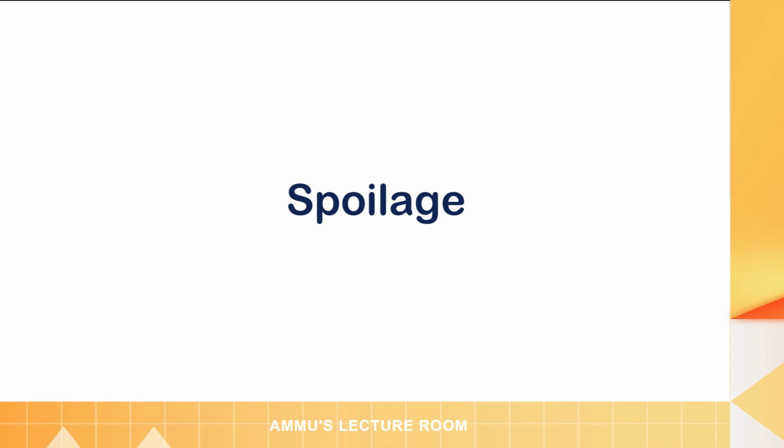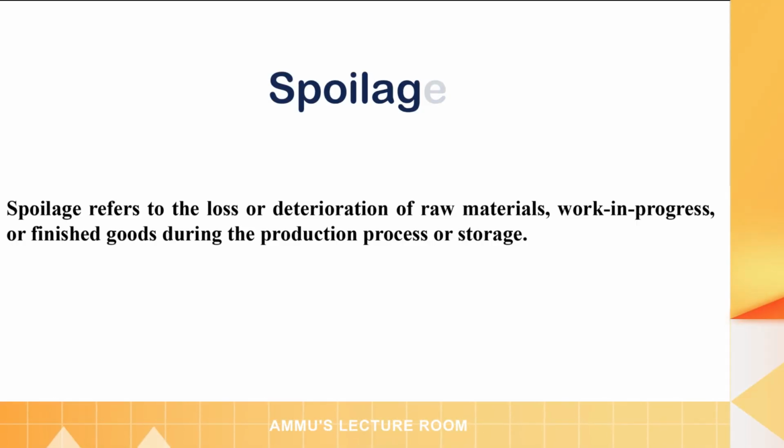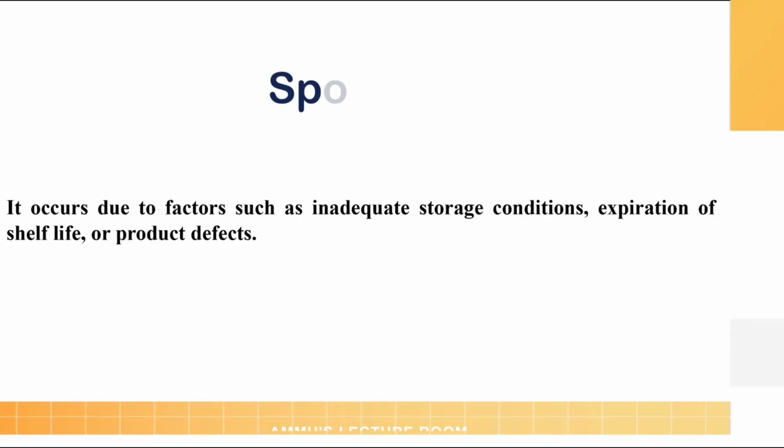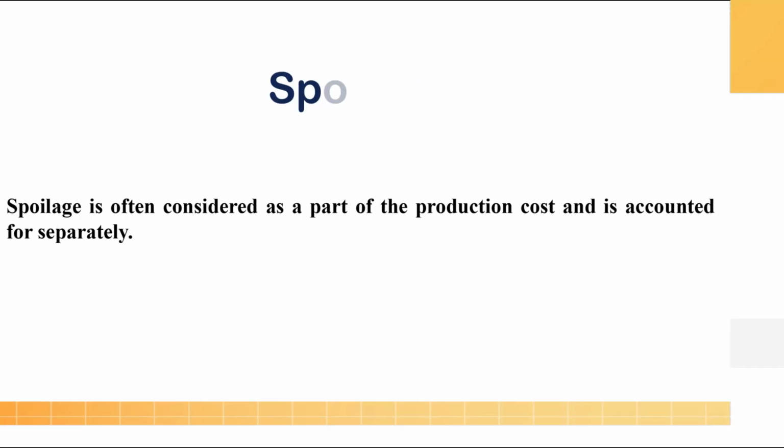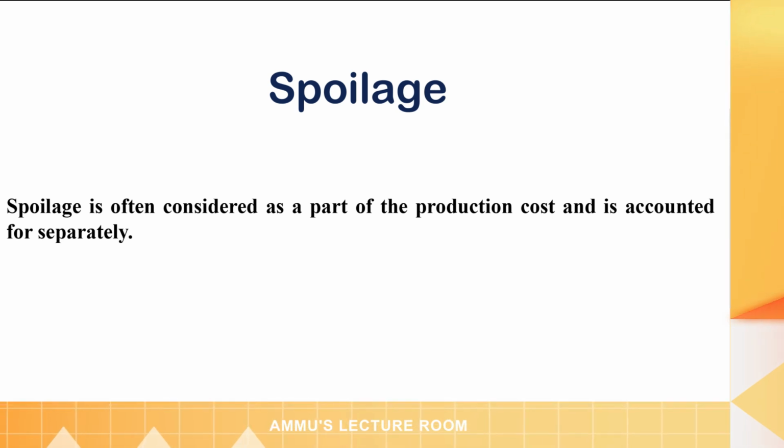Next one is spoilage. Spoilage refers to the loss or deterioration of raw material, work in progress, or finished good during the production process or storage. It occurs due to the factors such as inadequate storage condition, expiration of shelf life, or product defect. Spoilage is often considered as a part of the production cost and is accounted for separately.